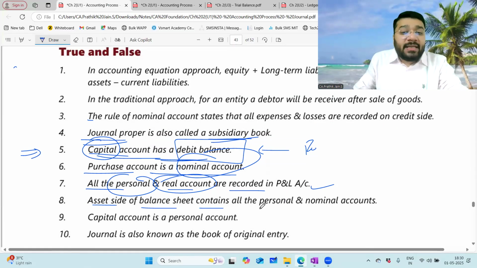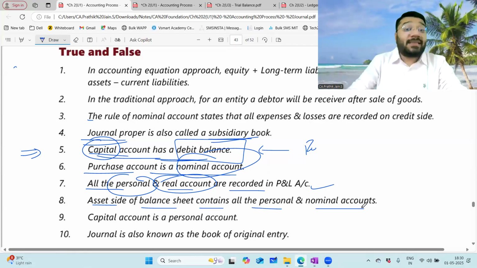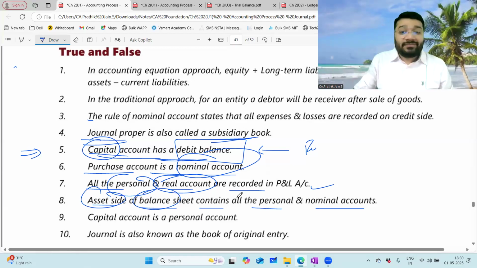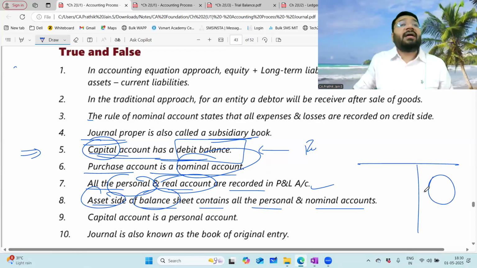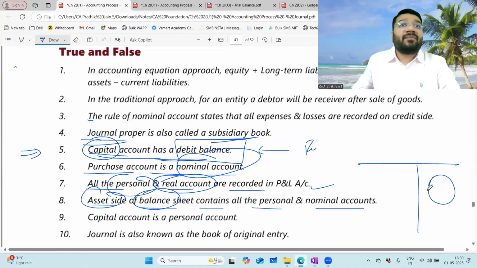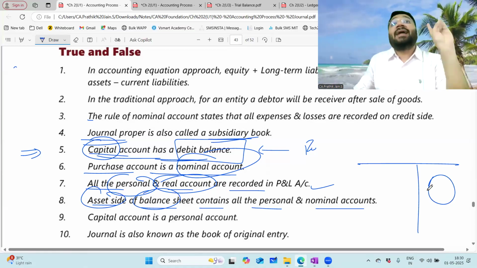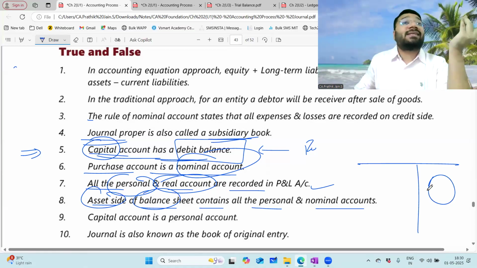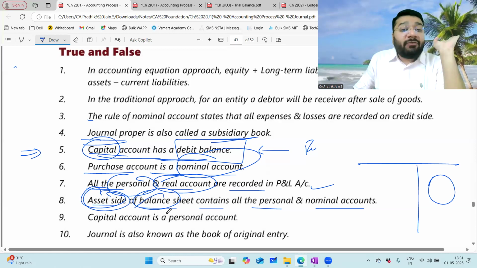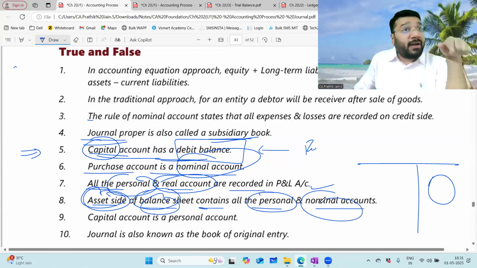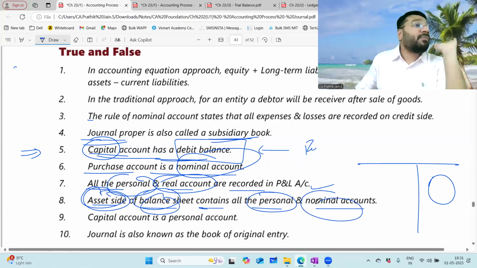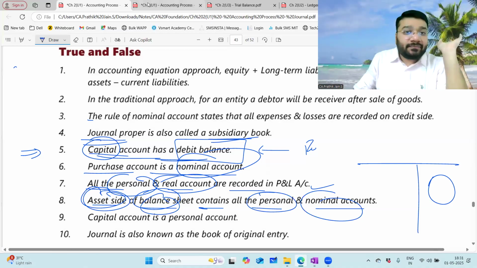Asset side of the balance sheet contains all the personal and nominal accounts. All assets are real. Some assets could be personal. All tangible assets, land, building, plant, machinery, are real. But debtor, bank, all that is personal. So does it contain personal and nominal accounts? Is it right? No. It contains real and to some extent personal.